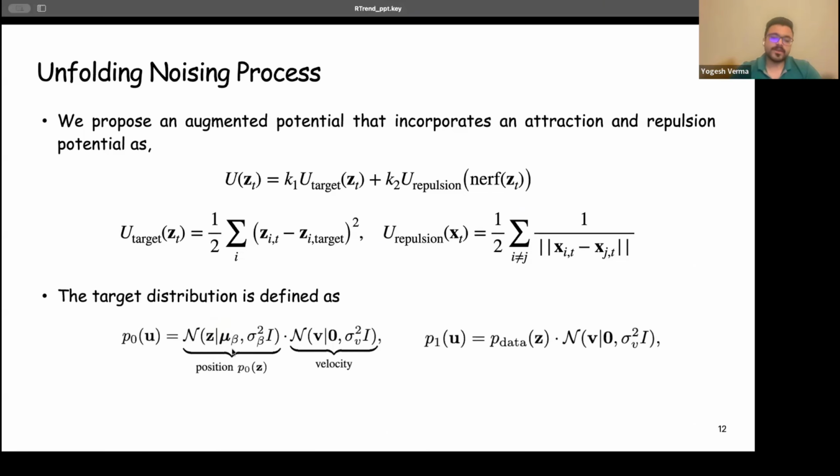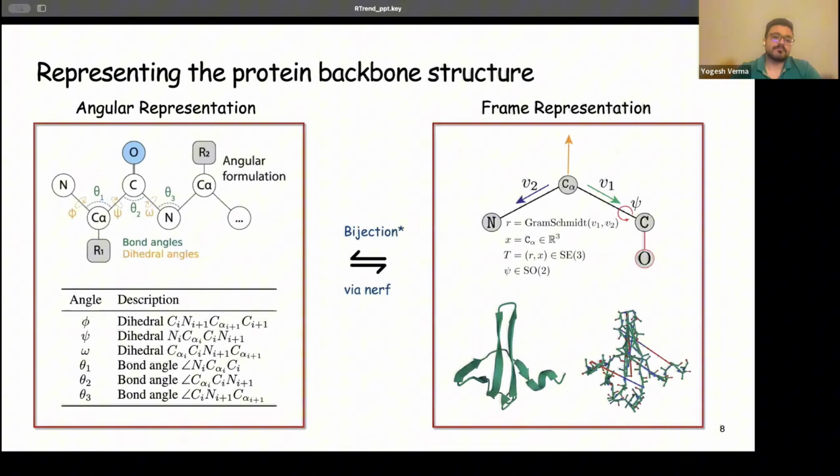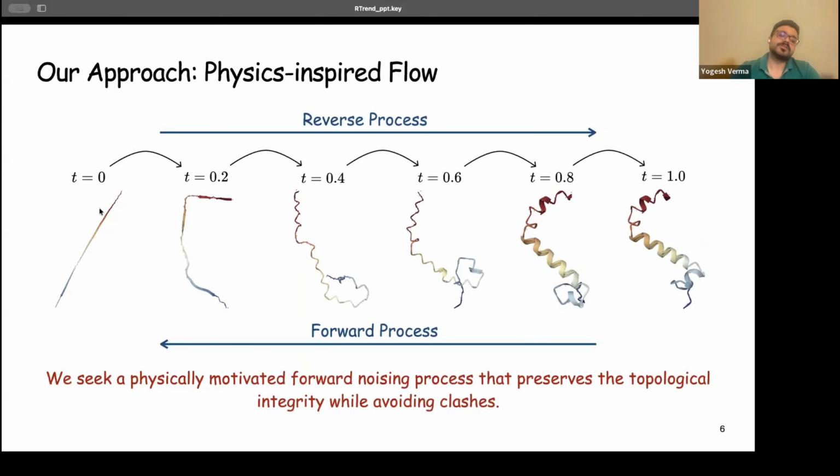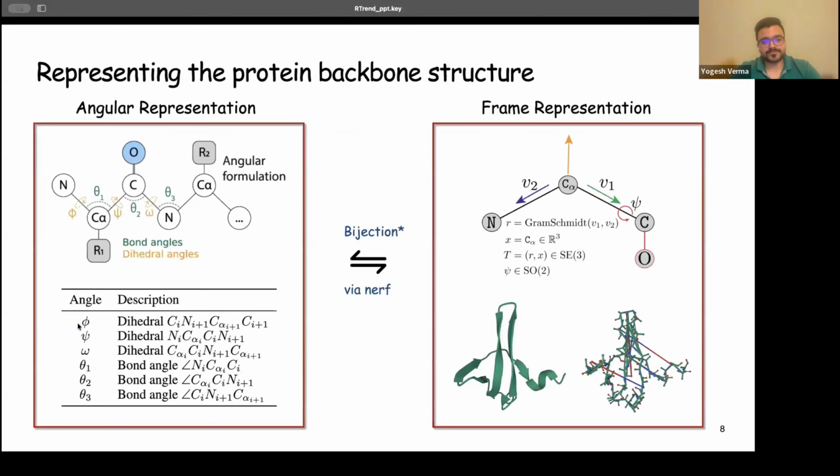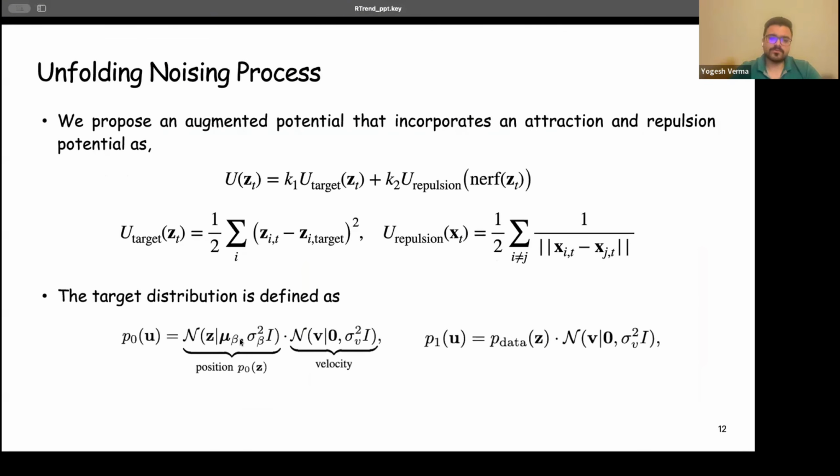So the mu beta represents a certain angular representation for this linear chain of amino acids. There are certain angles that characterize this linear chain of beta sheet. That's what we use as the target distribution, but it is flexible. One can use any kind of representation or any kind of angles as a prior distribution. We chose it to have a physical prior.